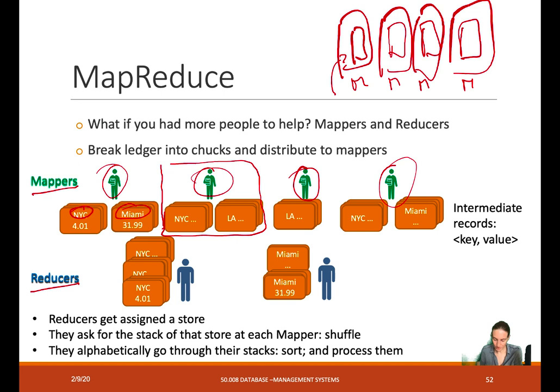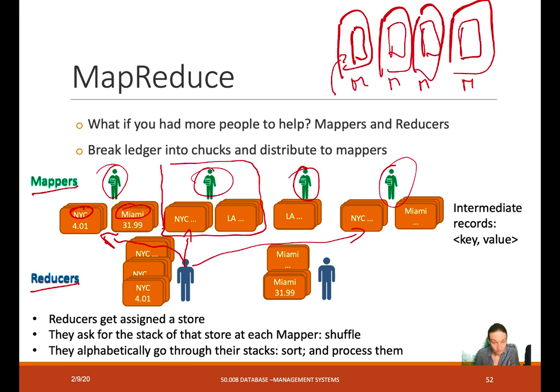The reducers, you can specify how many reducers you use. This is not related to the number of data nodes. The reducers each get assigned one or multiple keys, one here for the sake of being easy. So what are they going to do? One reducer is going to knock on the door of each of the mappers and say, give me all your piles for my key. So the first reducer here is going to ask, give me your pile for New York City. Give me your pile for New York City. That's what they're going to do.